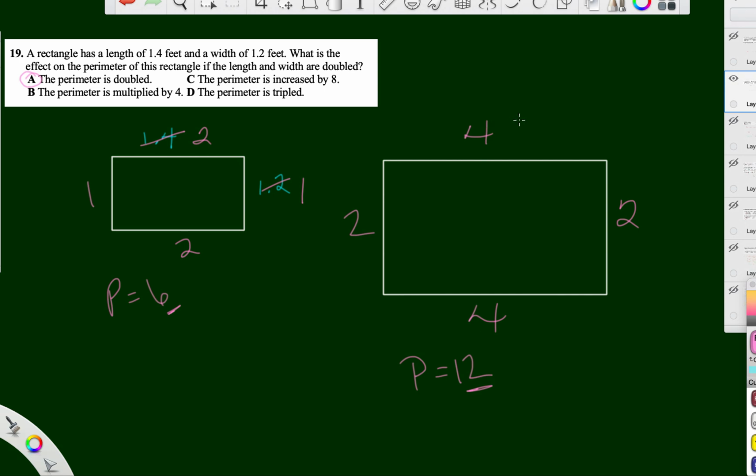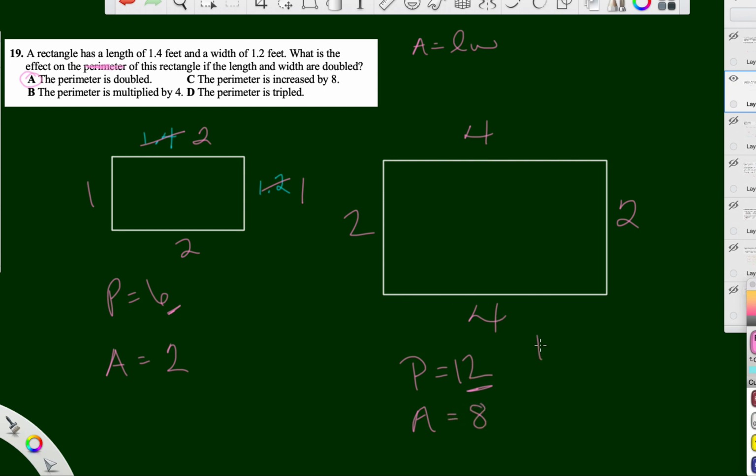What if the area, what happens to the area? I'll change this to area. What happens to the area? Area is length times width. What happens if I double these lengths and I'm looking for area? Well, the area of this one is 2 times 1, which is 2. And then the area here would be 4 times 2, which is 8.